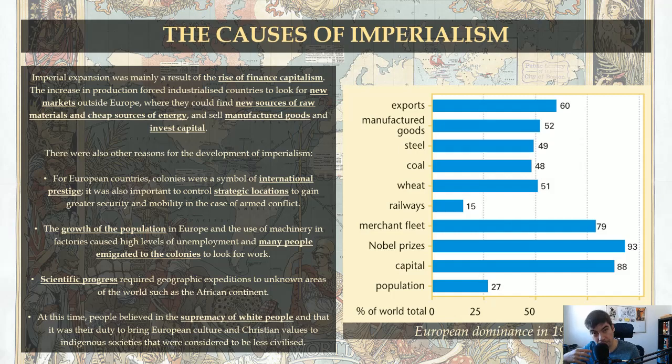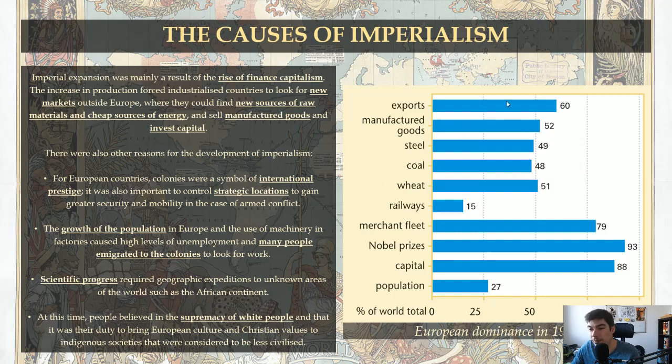And finally, because of a cultural reason, which is the belief in the supremacy of the white people, and a moral reason because the white people had the duty to bring European culture, the Western culture, and the Christian values to all these indigenous societies, which were, in the mental schemes of the people of this time, less civilized than the superior culture which was ours.